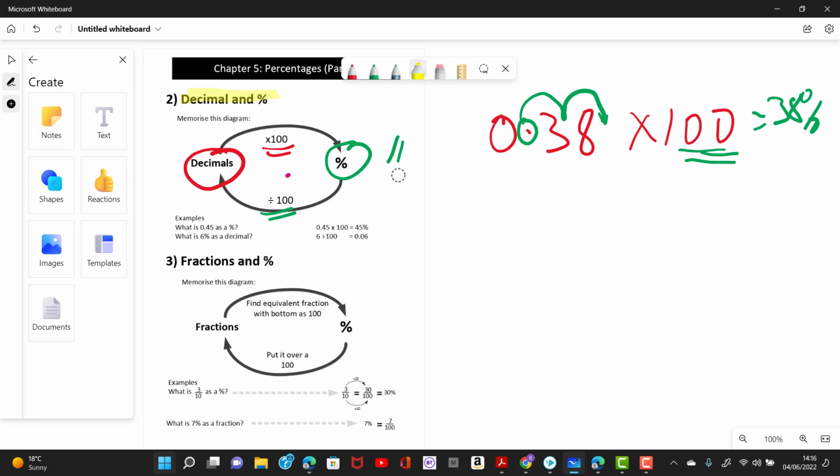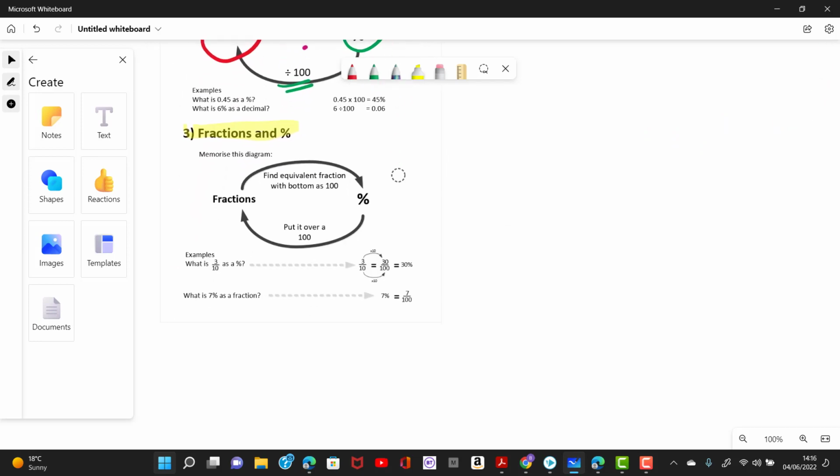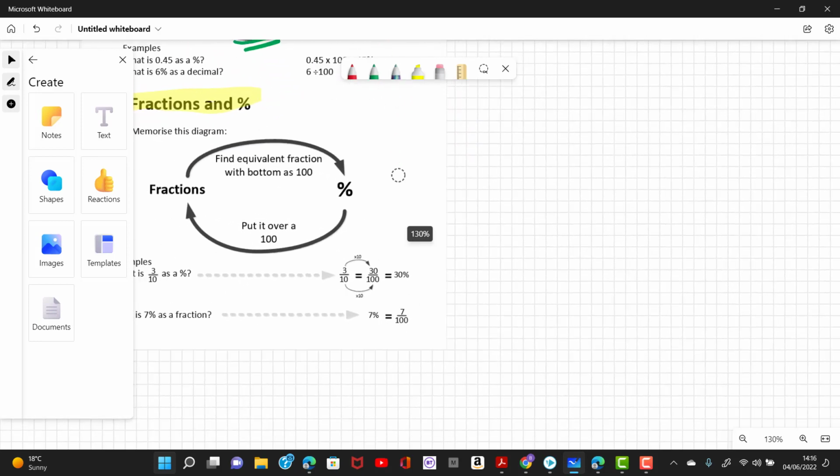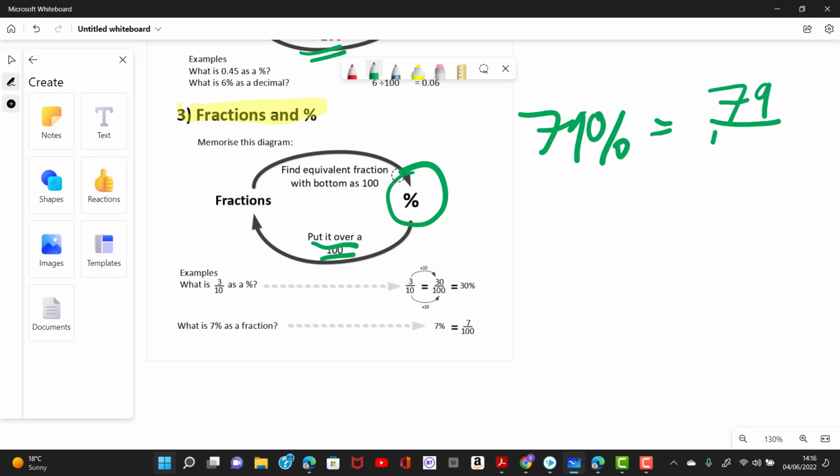Let's quickly move on to fractions and percentage. So if you're in percentage land and you want to move to fractions, that's really easy. All you got to do is put it over 100. So 79%. How do I convert to a fraction? Well, put 79 over 100, and it's as simple as that. So that bit's easy.